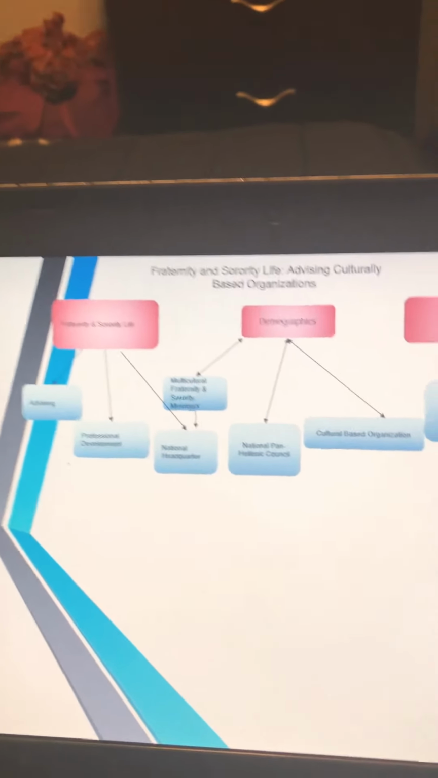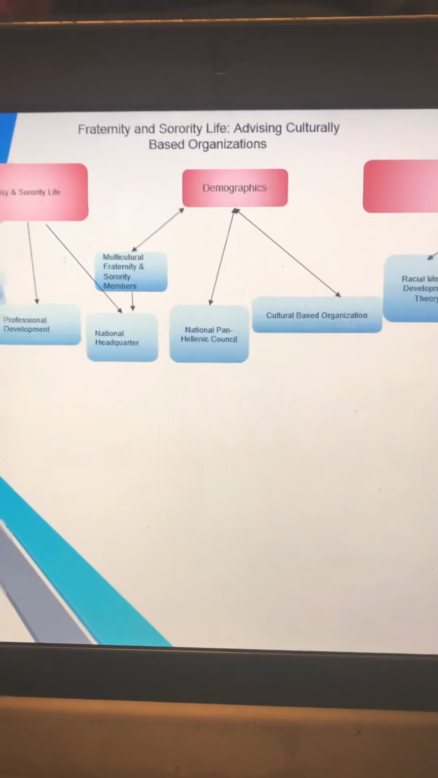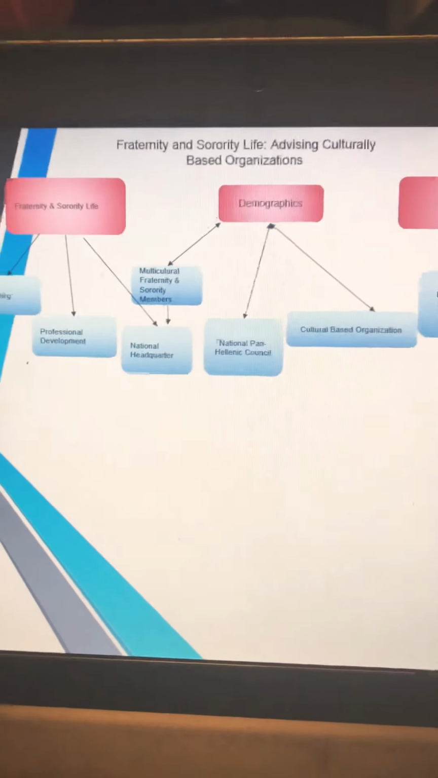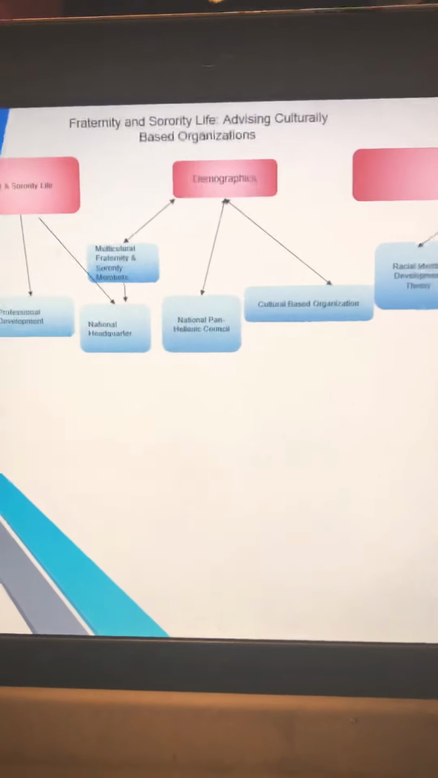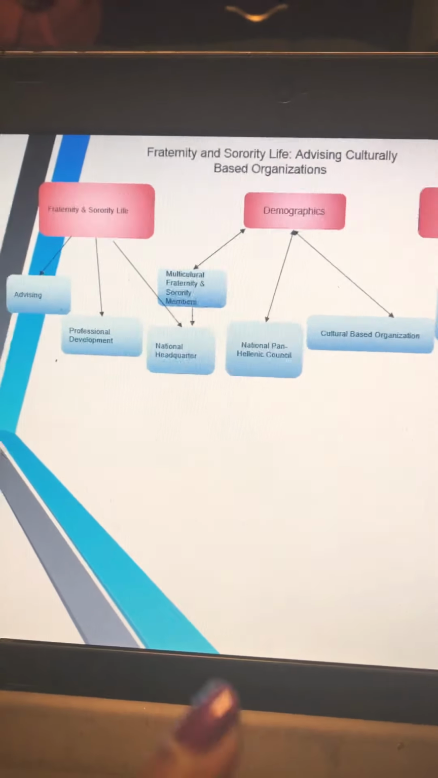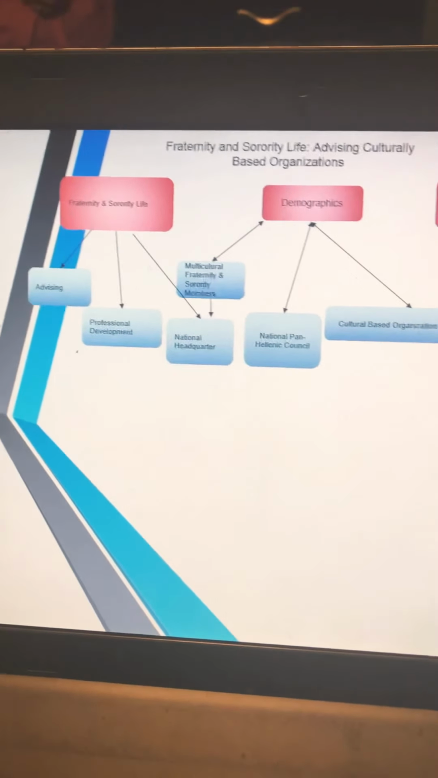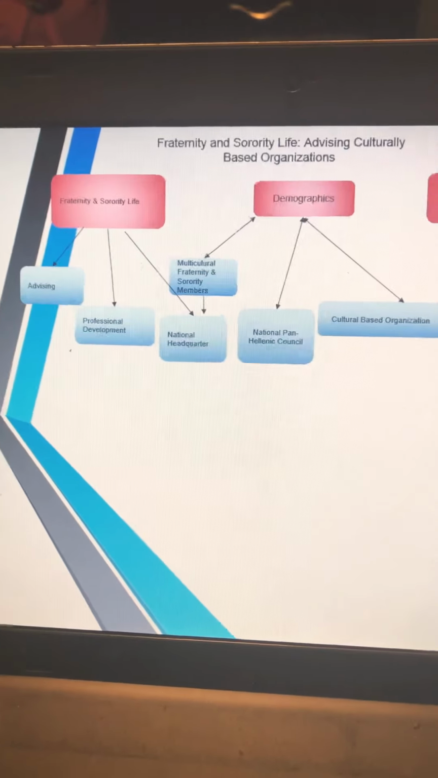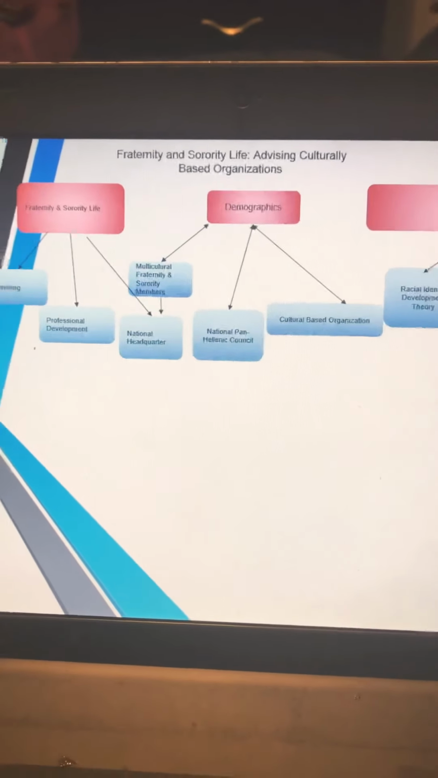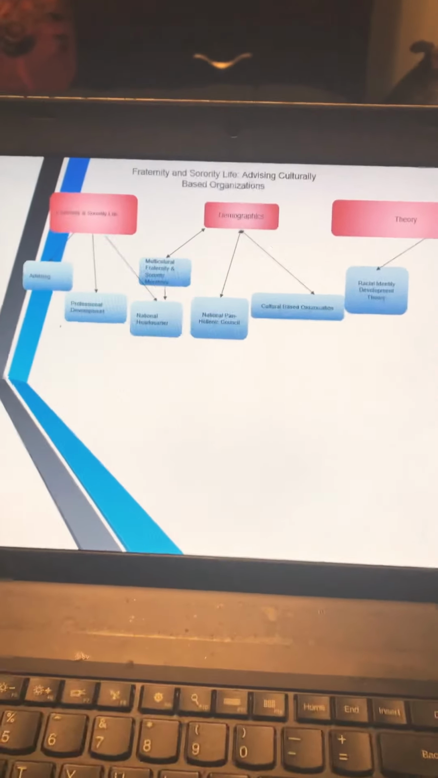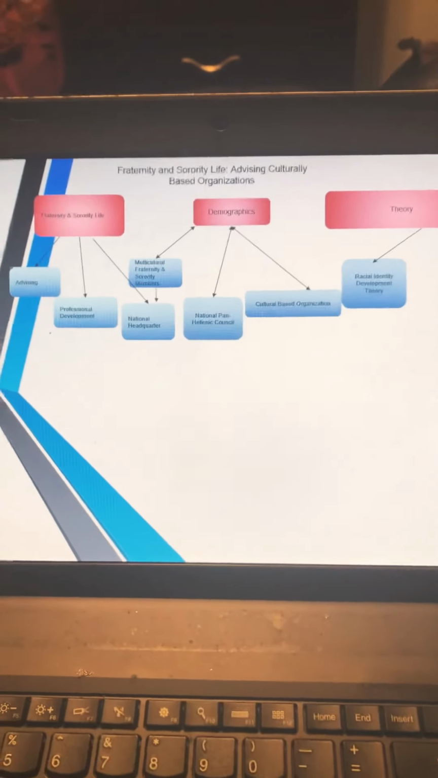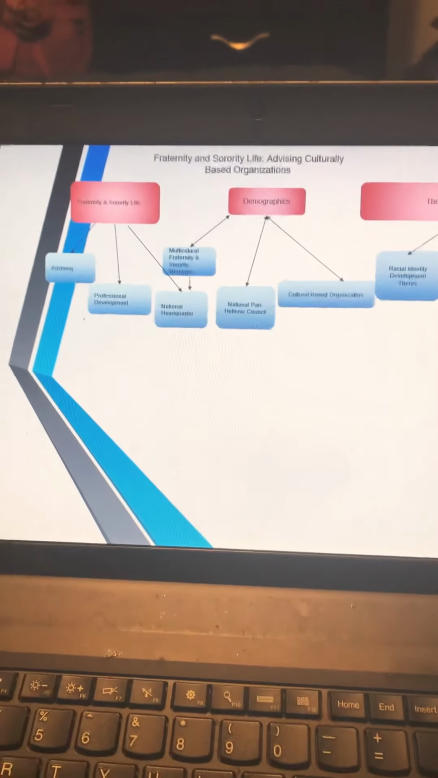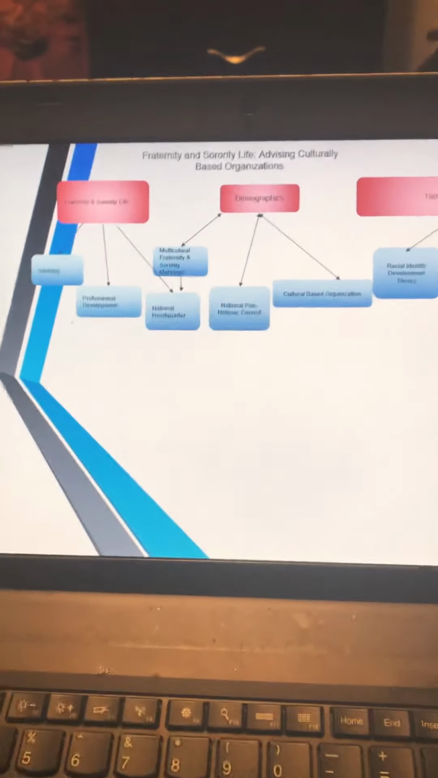go through different transitions with being in a fraternity and a sorority, from entering college and orientation to actually being in a fraternity and sorority. The development for these culturally based groups is completely different than working with NIC and NPC. So that's what I want to tap into, and how there needs to be more cultural competencies and development for culturally based organizations in fraternity and sorority life.